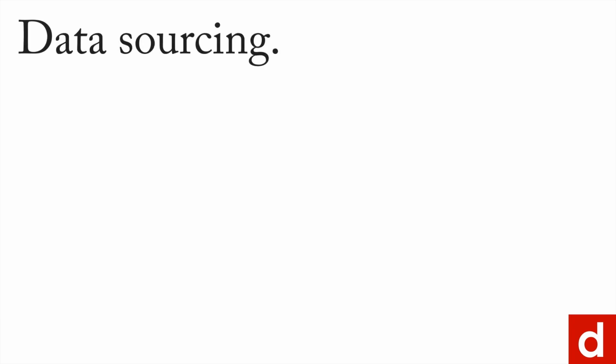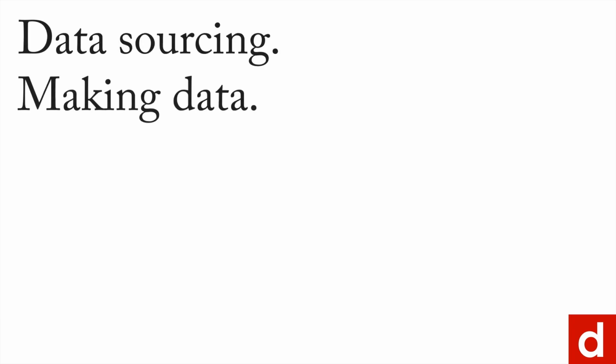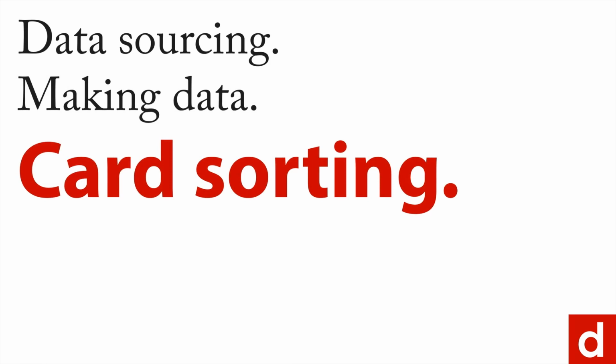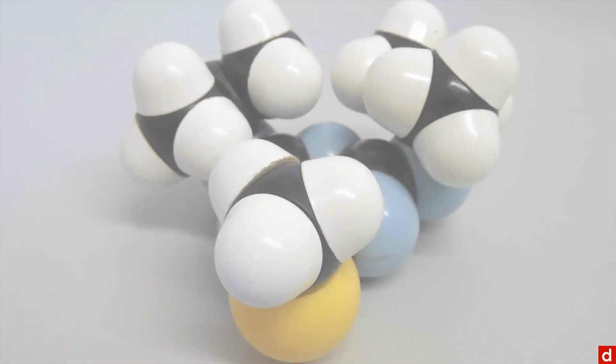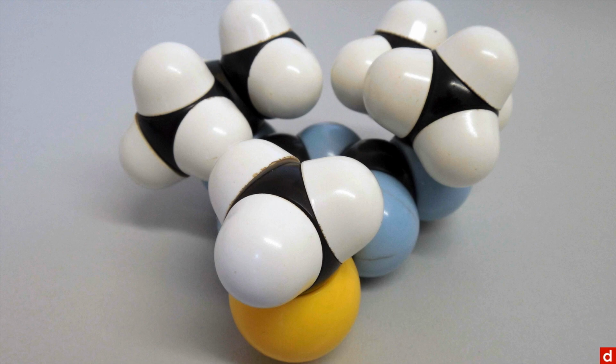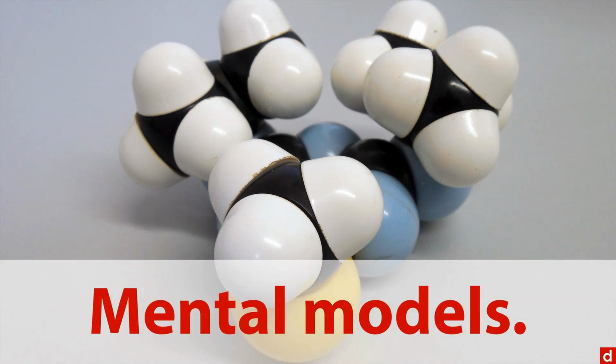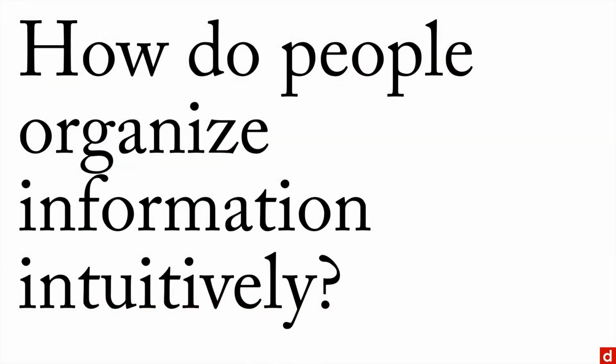An interesting topic in data sourcing when you're making data is card sorting. Now, this isn't something that comes up very often in academic research, but in web research, this can be a really important method. Think of it as building a model of a molecule here. You're trying to build a mental model, or a model of people's mental structures. Put more specifically, how do people organize information intuitively? And also, how does that relate to the things that you're doing online?